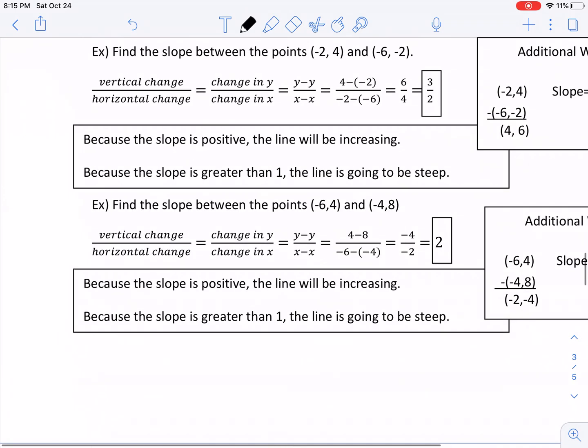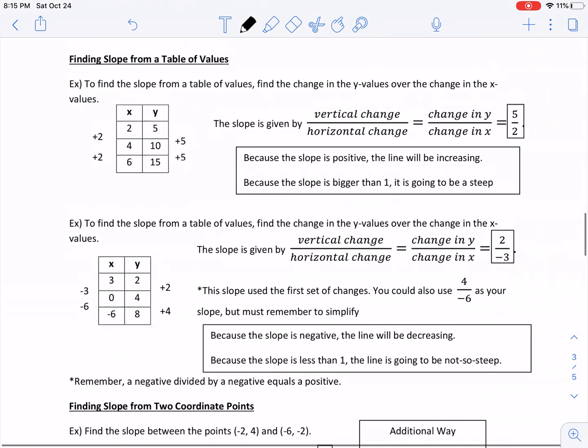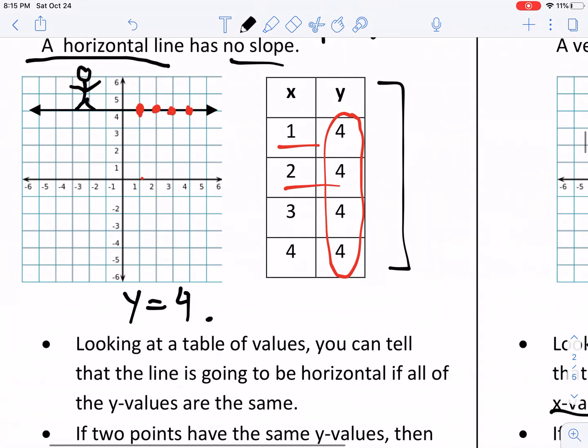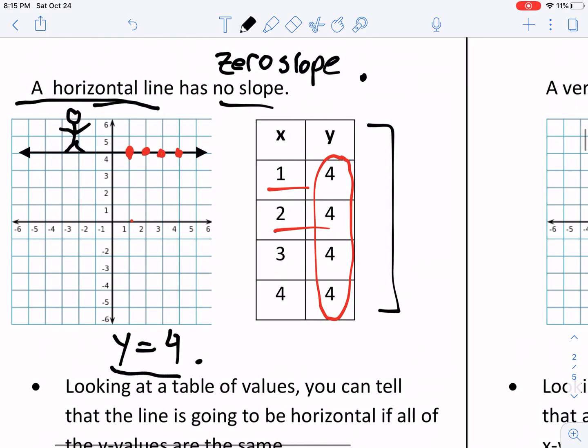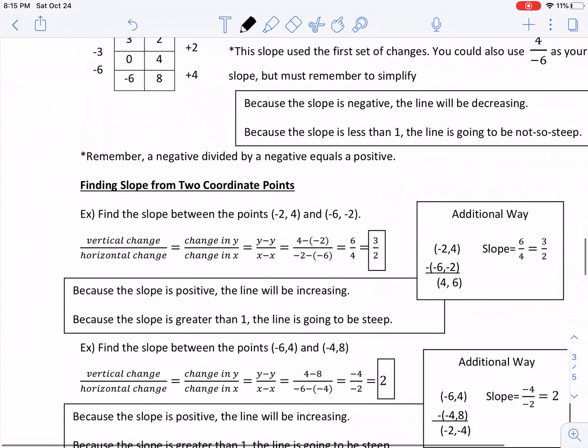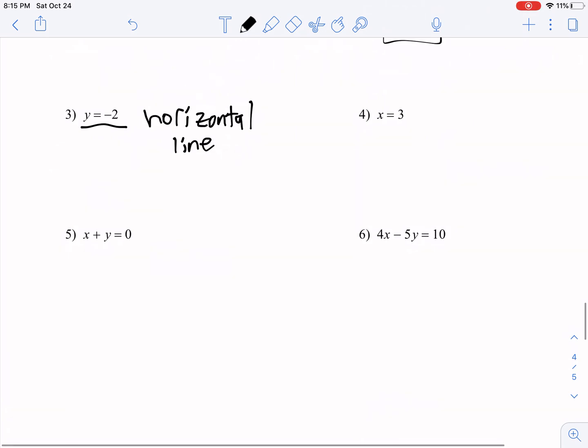That goes back to what we talked about earlier when we were looking at slope. Anytime we had an equation that was y equals, that was going to be a horizontal line. Well, if we have a horizontal line, what do we have for slope? It said no slope or 0 slope. So the slope of a horizontal line is always going to be 0. So in our case, this horizontal line, the slope is going to be 0. That's the slope of this line.